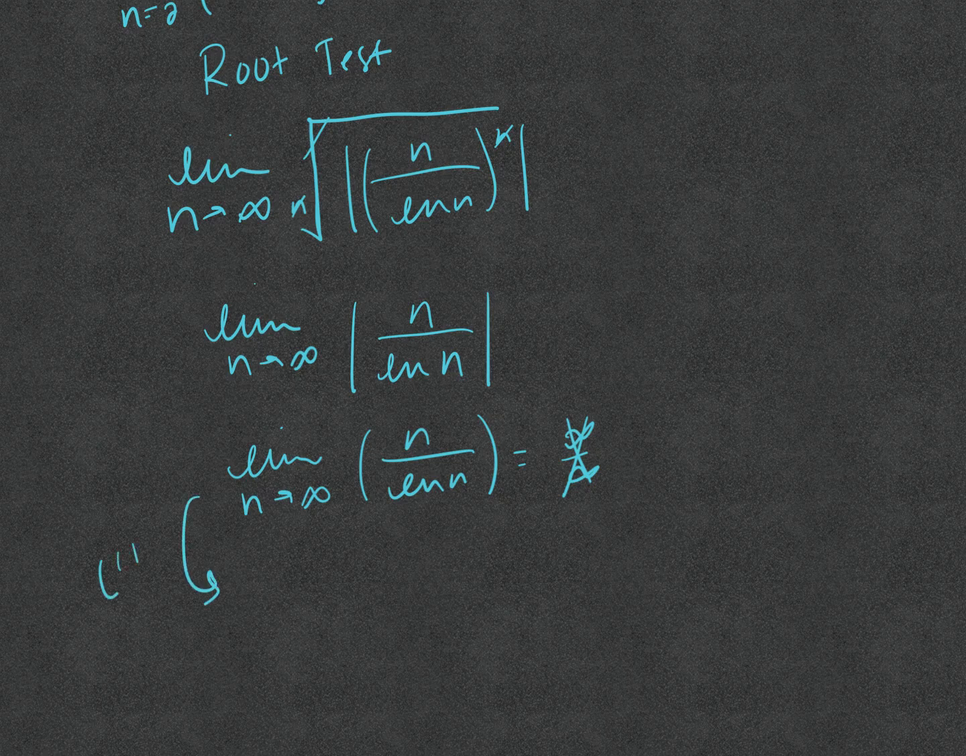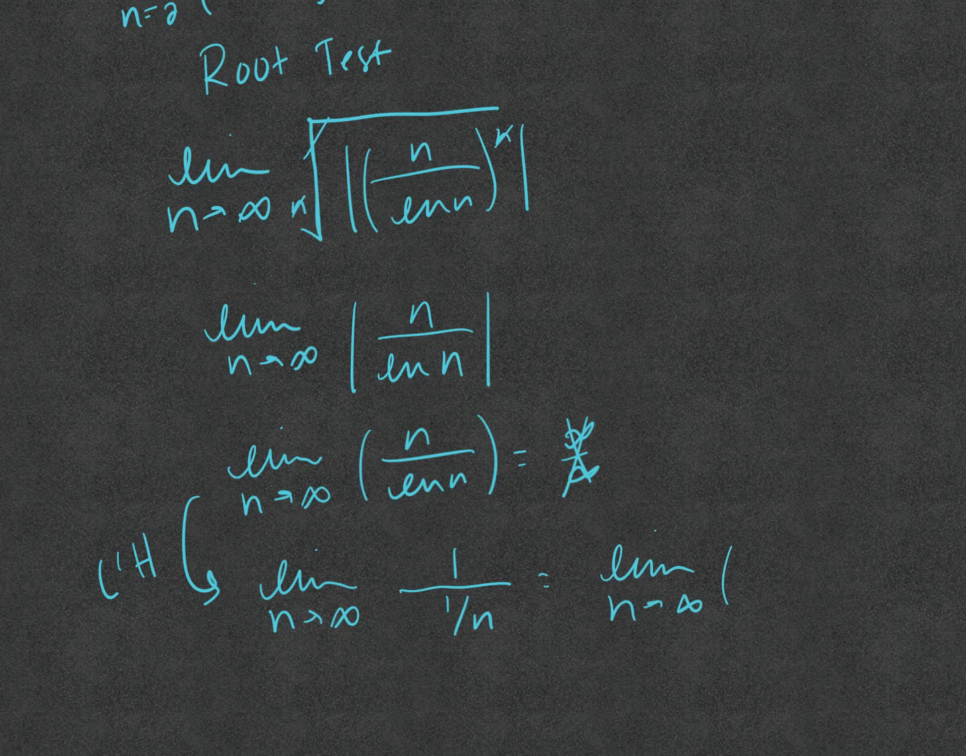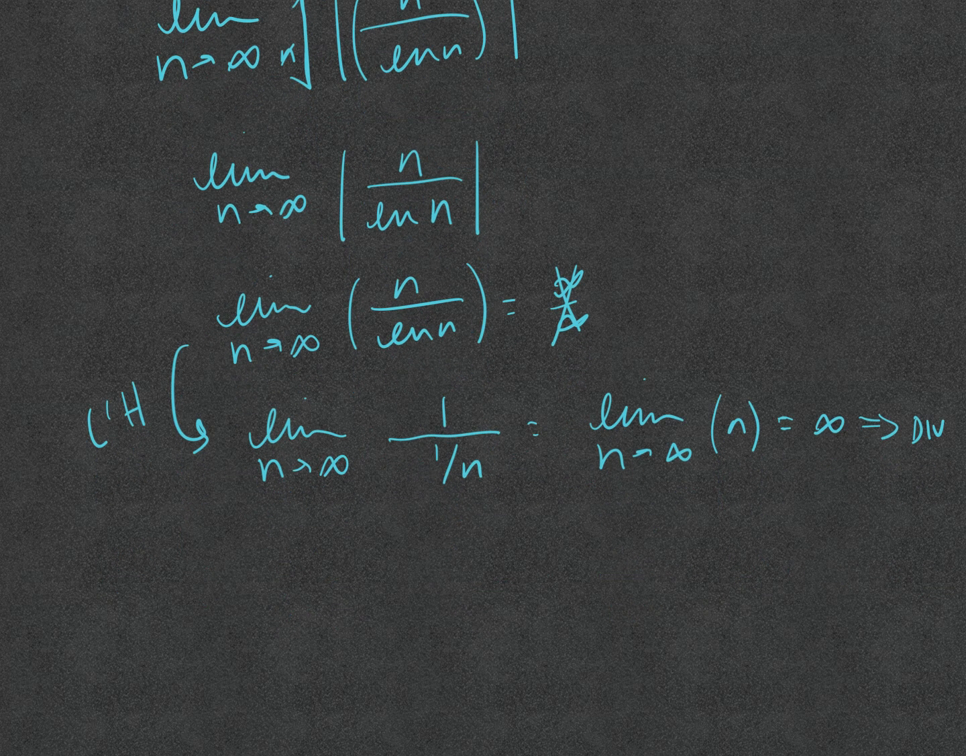We're going to use L'Hopital's rule, and we're going to say the limit as n approaches infinity. The derivative of n is 1. The derivative of ln of n is 1 over n. So that means that I really have the limit as n approaches infinity of n, which is infinity, which is divergent. Check your paper. L is greater than 1 or L is infinity, it means divergent. Therefore, the series is divergent.